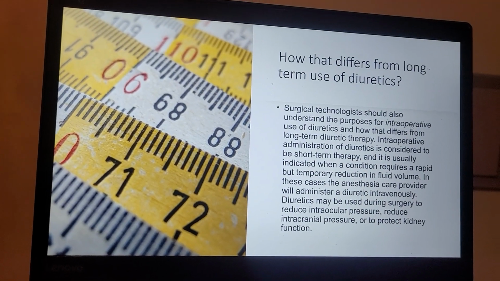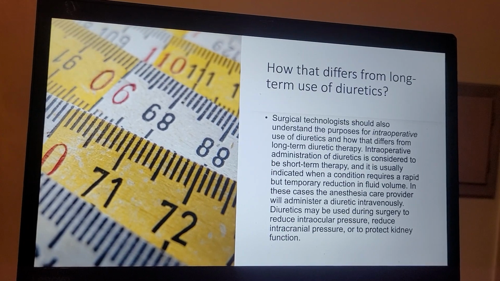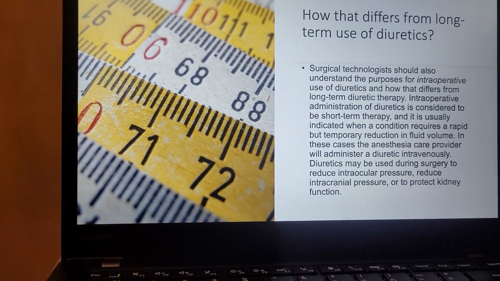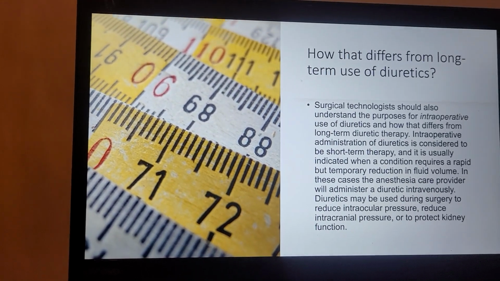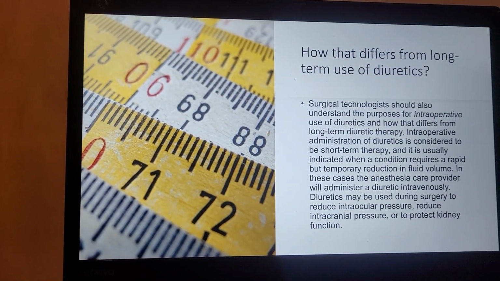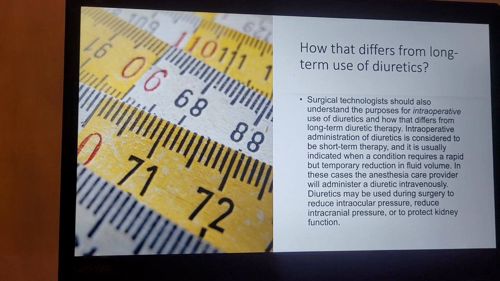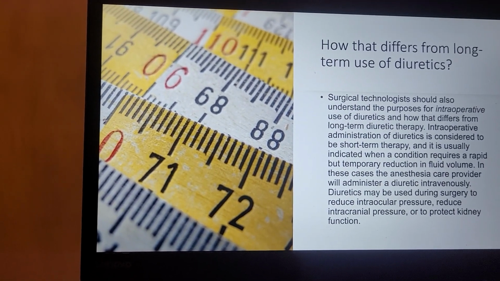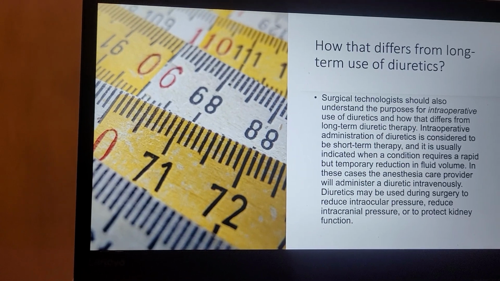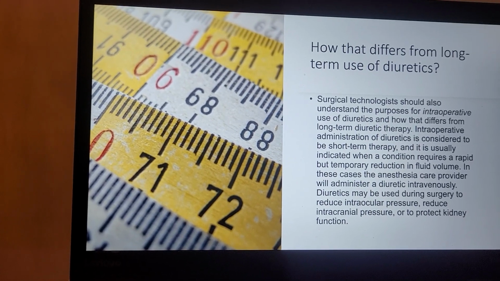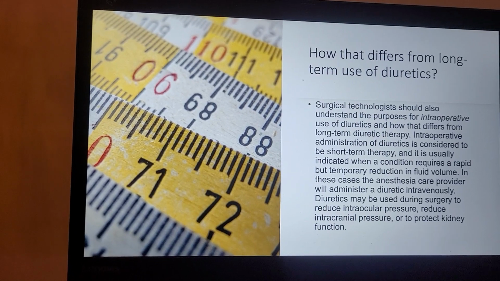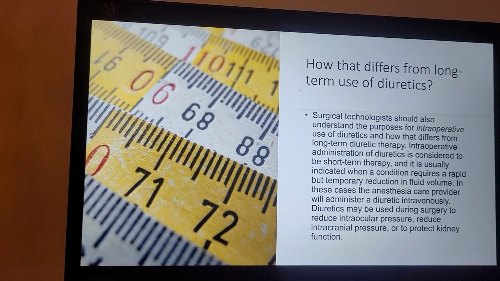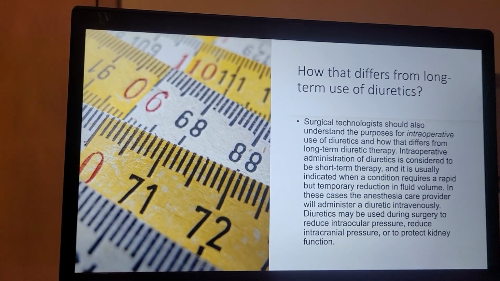How is that different from long-term use of diuretics? I found this information where it says that you can use it in both short-term and long-term. The short-term is for patients who are having surgery. And the surgical technologist should also understand the purpose for intraoperative use of the diuretic and how that differs from long-term diuretic therapy.